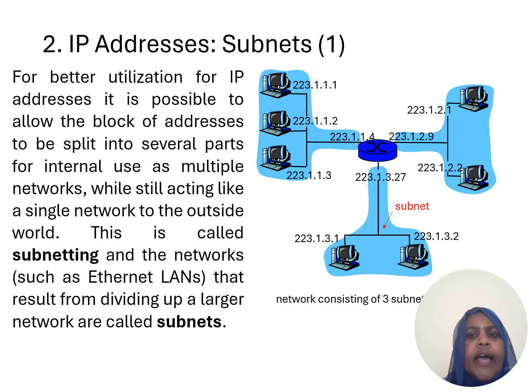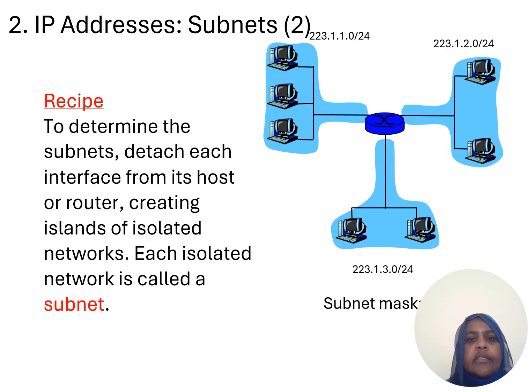Having 32-bit addresses limits the number of available IP addresses. Therefore, we need better utilization of the available network IP addresses. A possible way of doing this is to allow a block of addresses to be split into several parts for internal use as multiple networks while still acting like a single network to the outside world. This is called subnetting, and networks such as an Ethernet LAN that result from dividing up a larger network are called subnets.